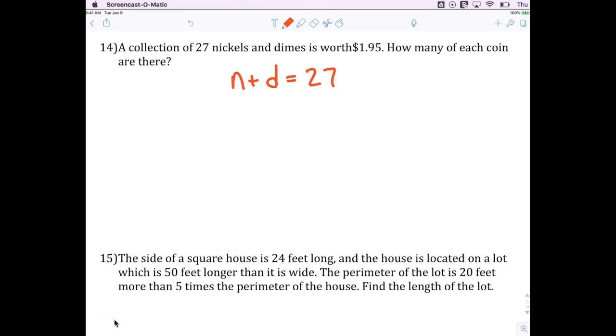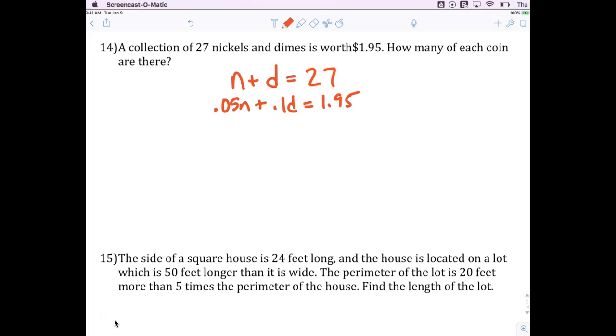So now the next equation is what? Point what? No, 0.05. Thank you. 0.05 n plus 0.1 d equals 1.95. Brilliant. Do we all know how to solve that? Yeah, that's easy. All right, very easy.